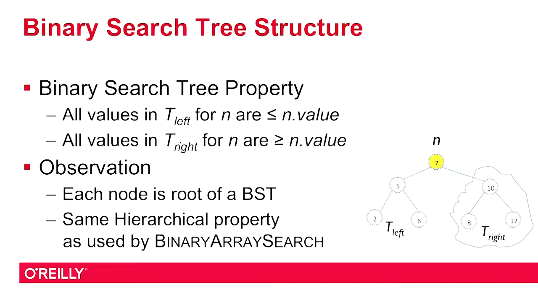This observation is fundamental to understanding how the binary search tree is structured. It gives you the exact same hierarchical structure that we saw in binary array search, but it no longer requires a contiguous block of memory.